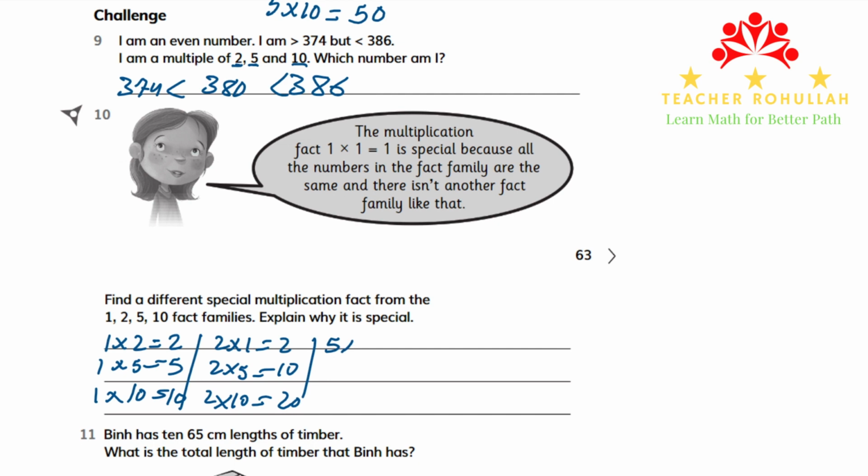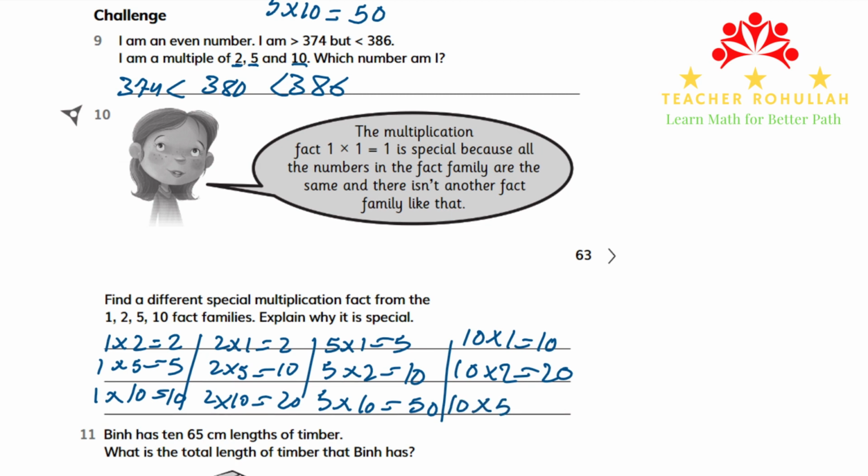Then 5. 5 times 1 is 5. 5 times 2 is 10. 5 times 10 is 50. The same way, 10 times 1 is 10. 10 times 2 is 20. 10 times 5 is 50.